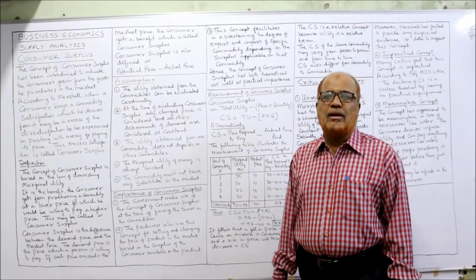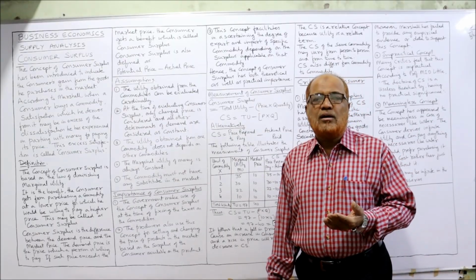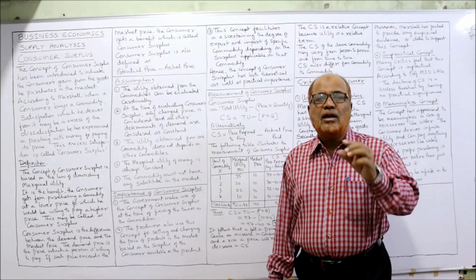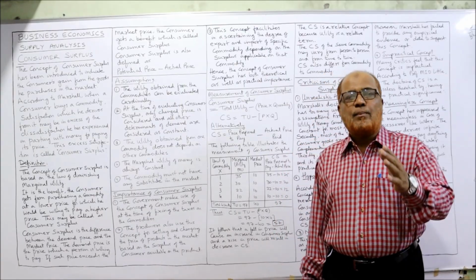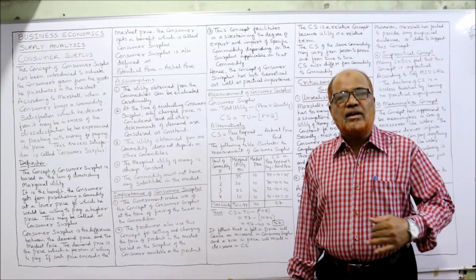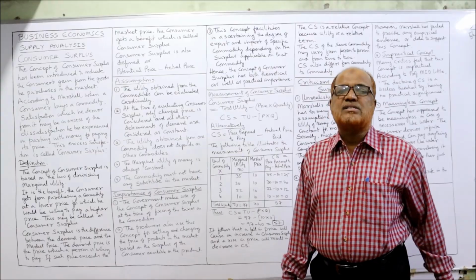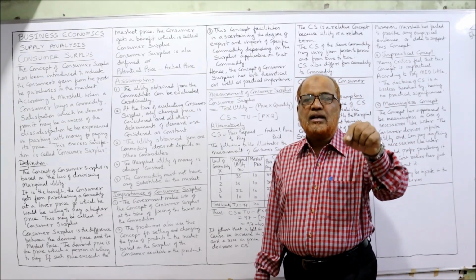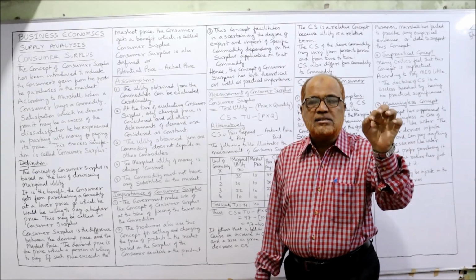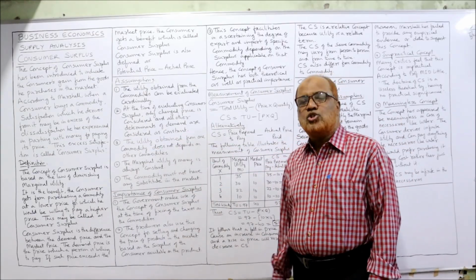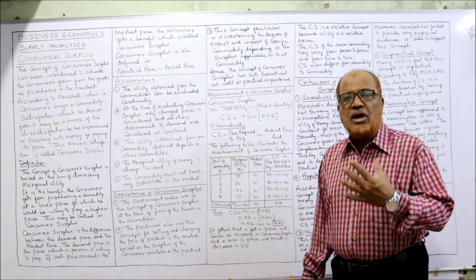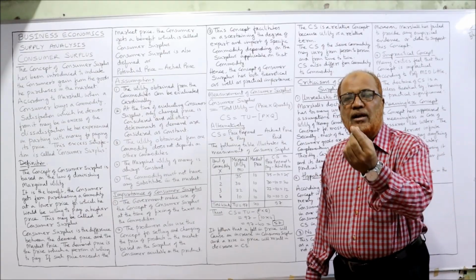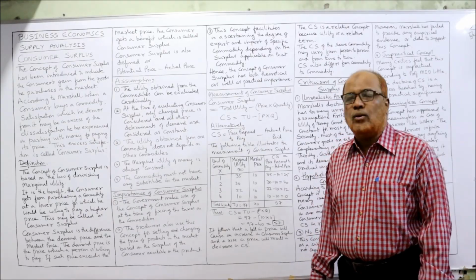Cardinal means measurable. We can measure our satisfaction in terms of numbers. For example, 1, 2, 3, like that we can evaluate our satisfaction. So utility can be evaluated cardinally. That is the assumption of consumer surplus. We can measure our satisfaction in terms of numerical value.